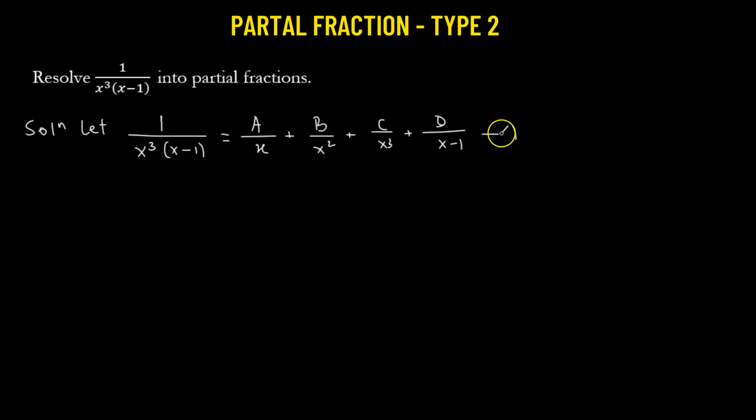So let's label this as equation number 1, and the goal is to find out the value of these 4 constants. So what we can do here, we can use a method known as the cover-up method to find out the value of the constants c and d. So let's use the cover-up method.